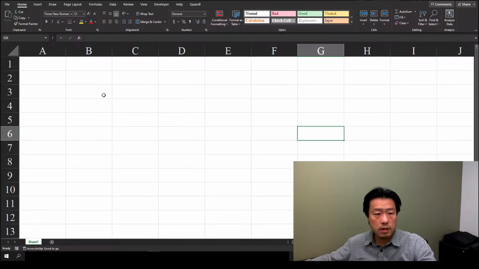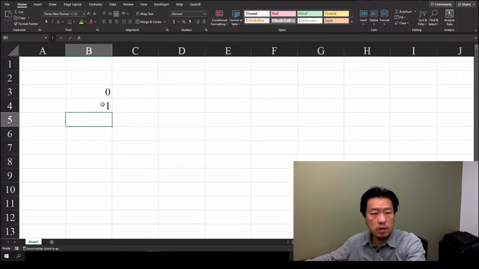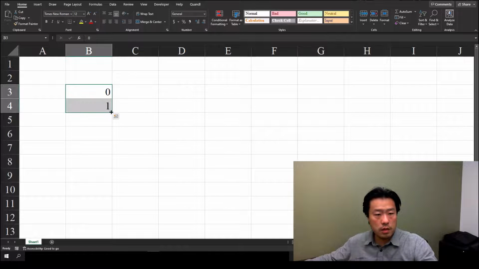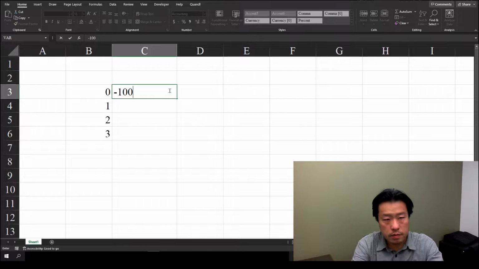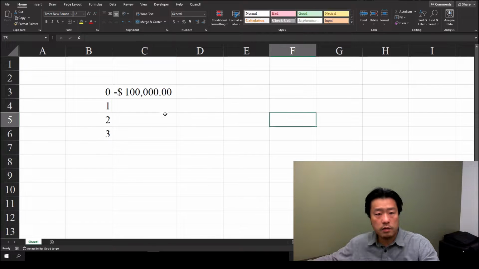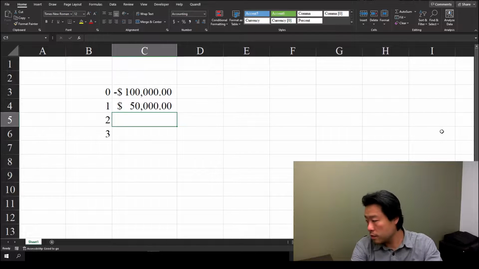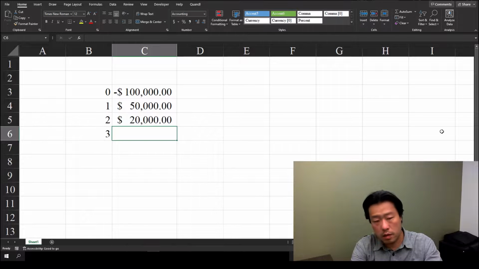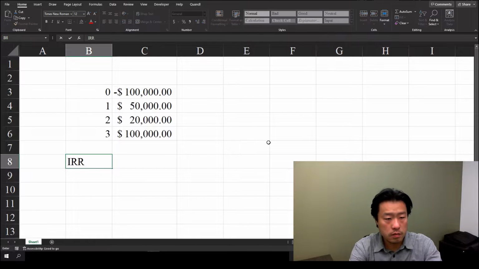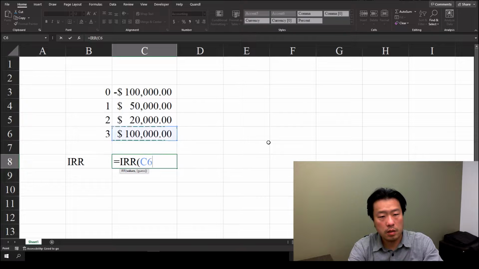Go to Excel and type the time index. So 0 would be today, and 1 would be the end of the first year, and then drag down until you get 3. So you have to pay $100,000 today. At the end of the first year, you get $50,000. In the second year, you get $20,000. And in the third year, you get $100,000.